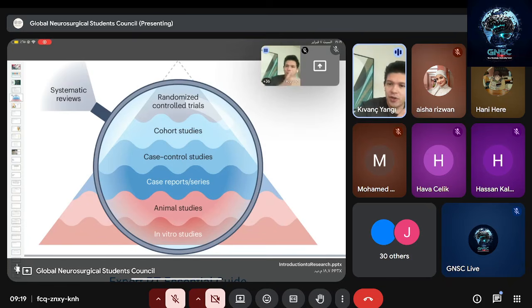Whereas in the observational side, let's talk about the observational side. In the observational side, what do you have? You have descriptives versus analytics. So you have to know what observational descriptive studies and analytic studies are.